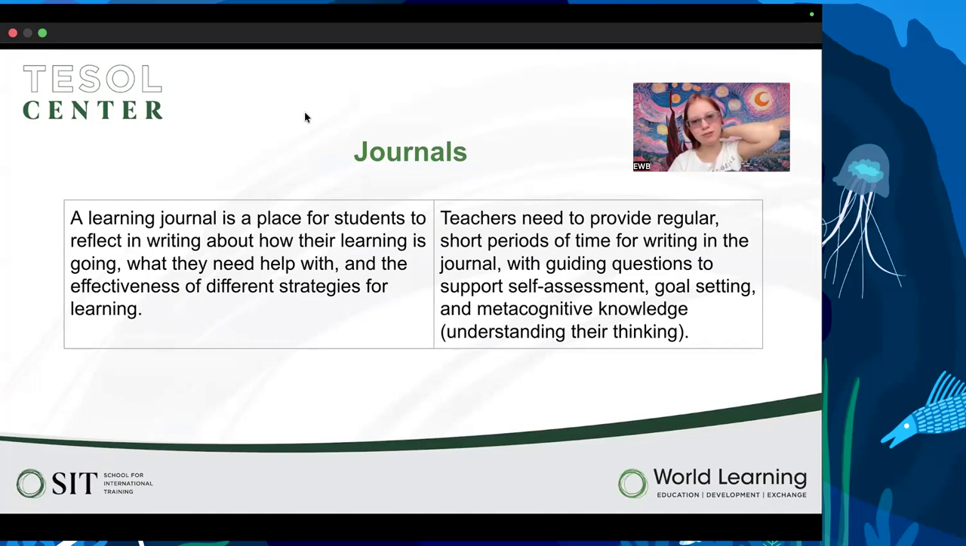So you need to provide specific time for journaling. You can provide guiding questions so that they understand what exactly they should be writing in these journals. Okay. So you could create a specific list of questions about the topic or generally related to different topics, and your students will need to answer those questions and write it in their journals to reflect on their learning.